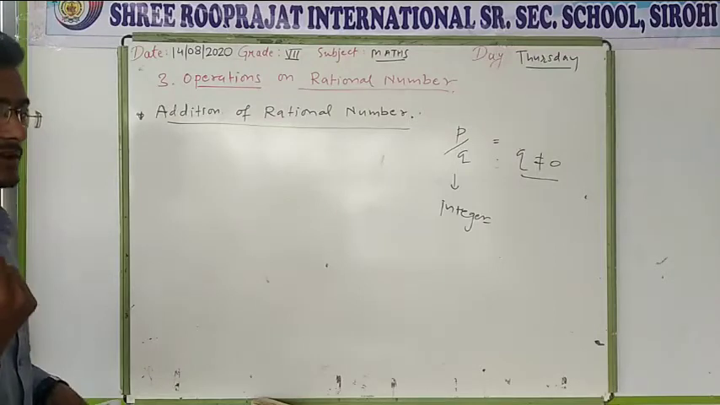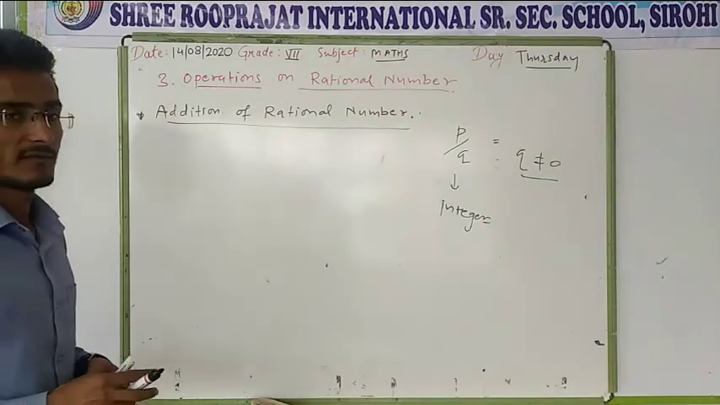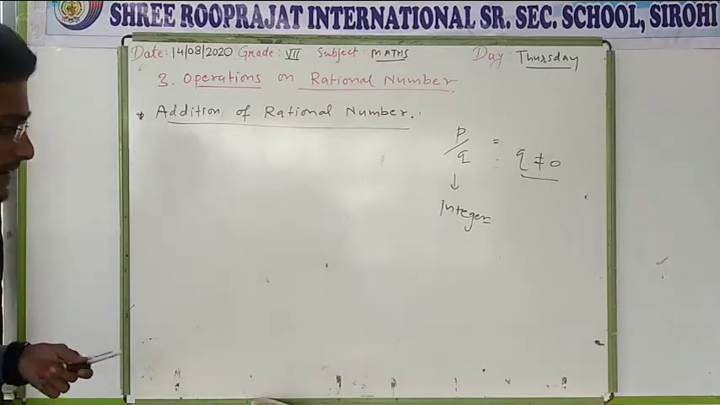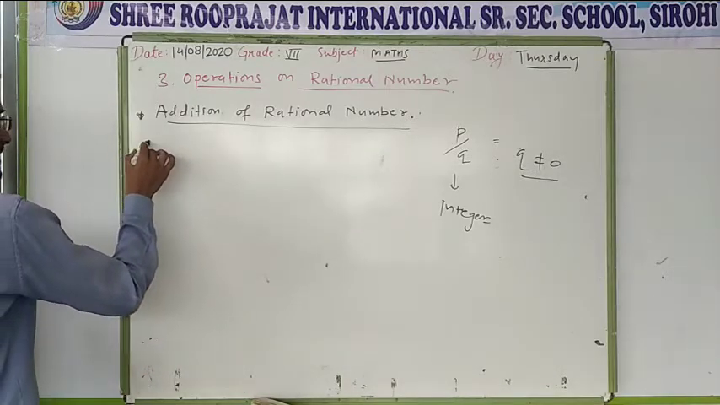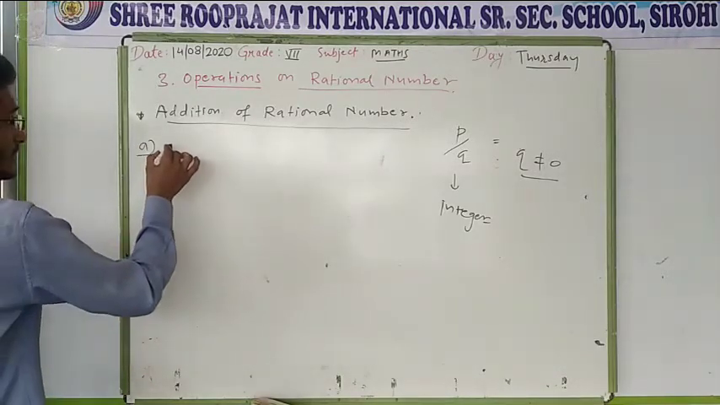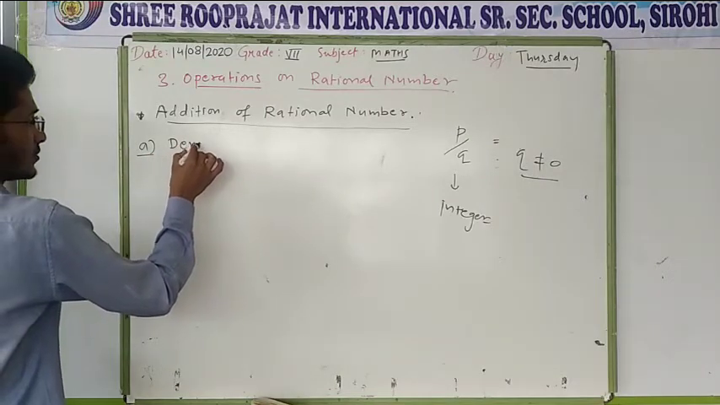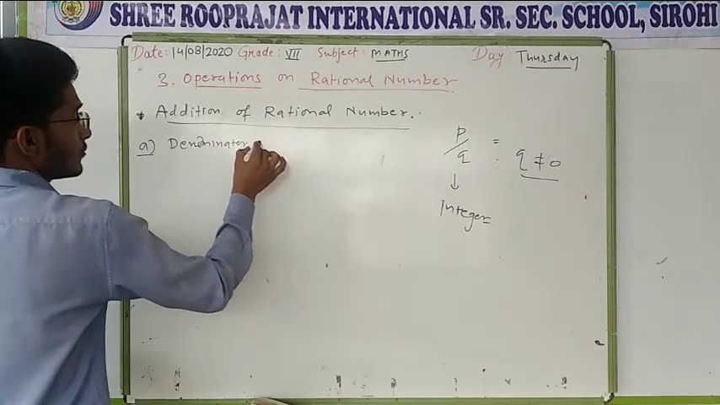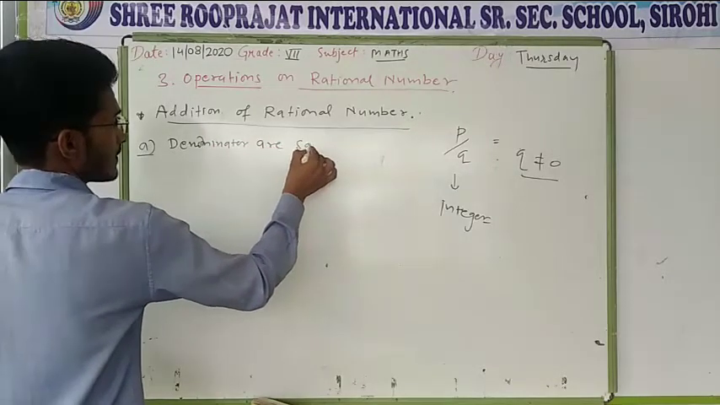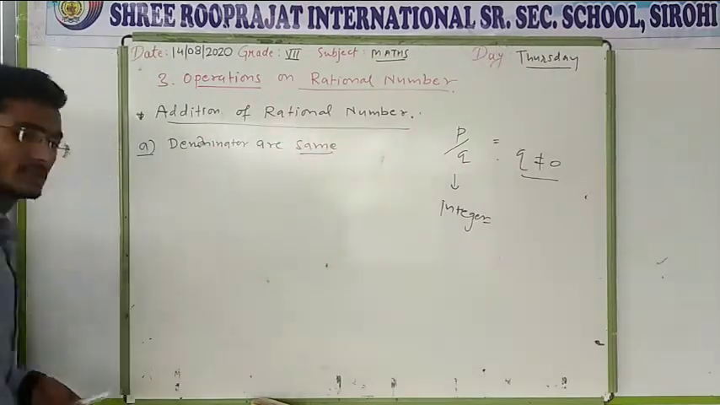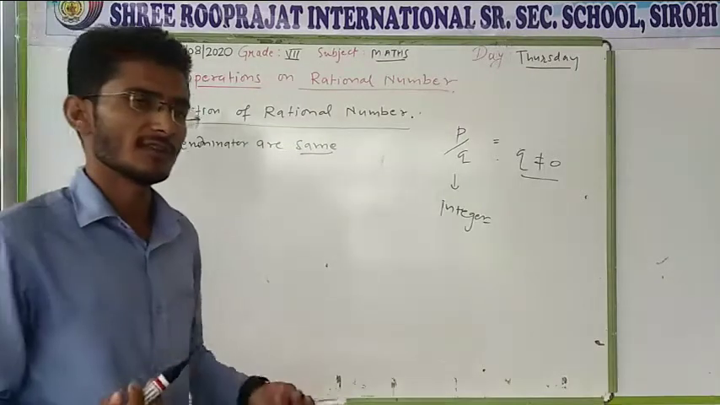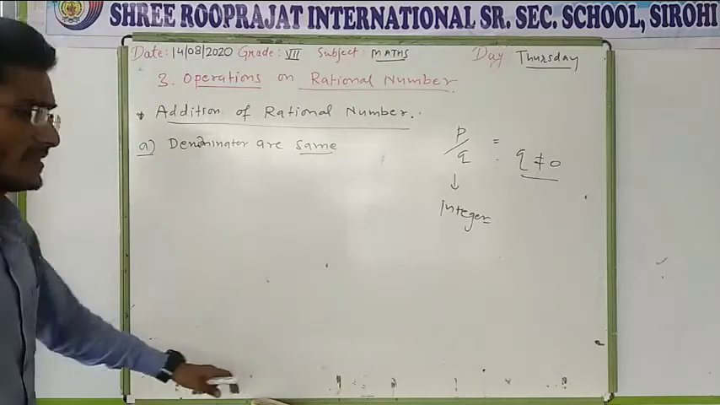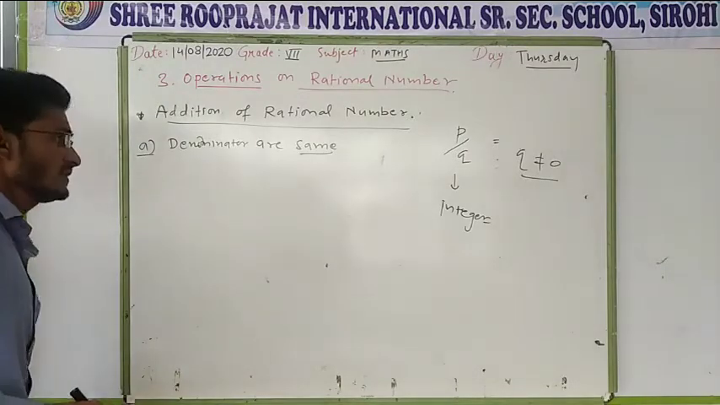There are a few learning objectives. We will learn one by one. So the first one is the addition of rational numbers. First kind of addition is when the denominators, or q, are the same. There may be 2 rational numbers, 3 rational numbers, or more, many possibilities.